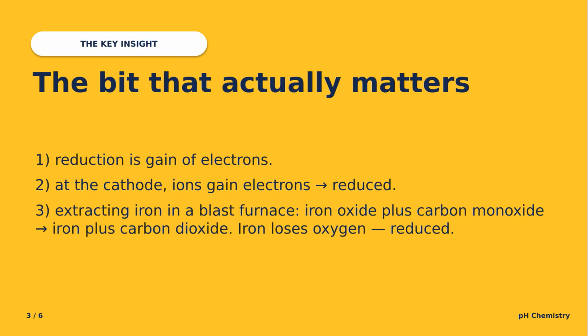Three things. 1. Reduction is gain of electrons. 2. At the cathode, ions gain electrons to be reduced. 3. Extracting iron in a blast furnace, iron oxide plus carbon monoxide goes to iron plus carbon dioxide. So iron is losing oxygen, i.e. it's reduced.